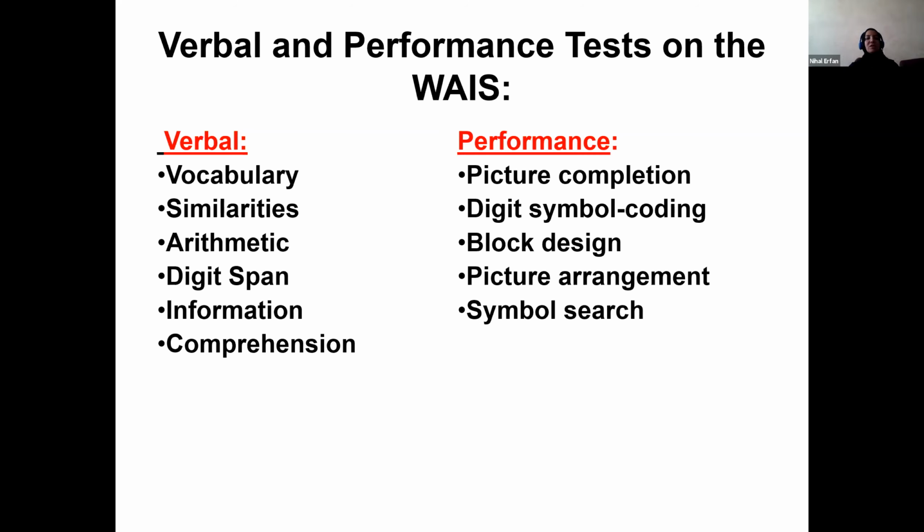Block design starts off from very simple to very complex. A person is shown a particular design with a block, and they're asked to imitate or repeat the same, and it starts from very simple to more complex. Again, it's visual-spatial problem solving, a frontal lobe kind of function.